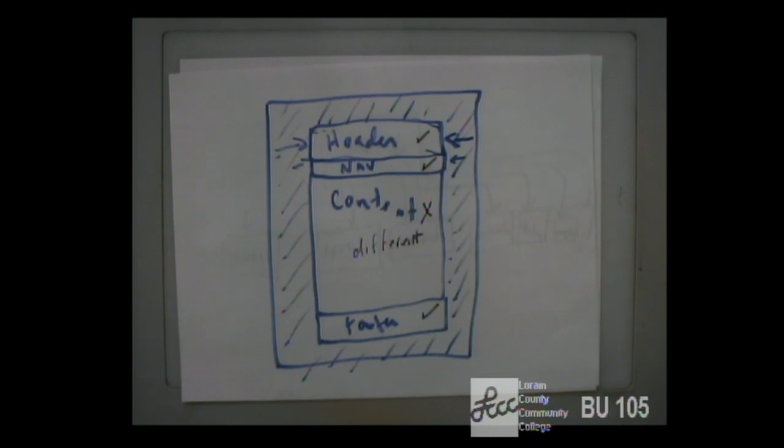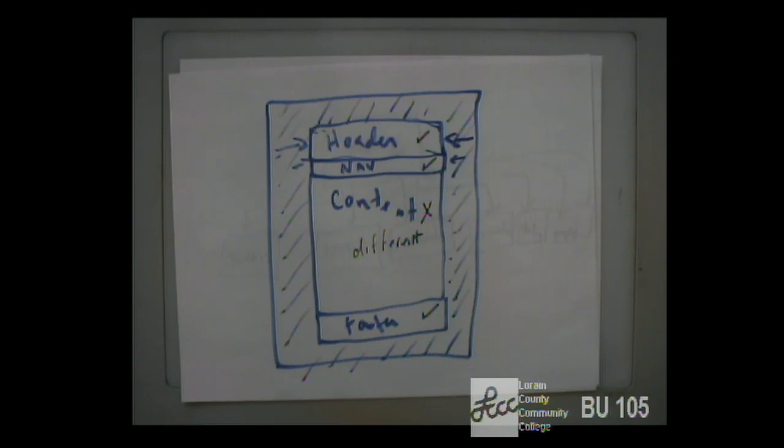What this represents is that we have a header, nav, a content area, which is different for each page, and then finally a footer. So when we create our prototype, first thing we're doing is we're making a template. And a template consists of an HTML document along with a CSS file. We're going to do our best to make that HTML document complete, at least for the areas that all the pages have in common, which is the header, navigation, and footer.